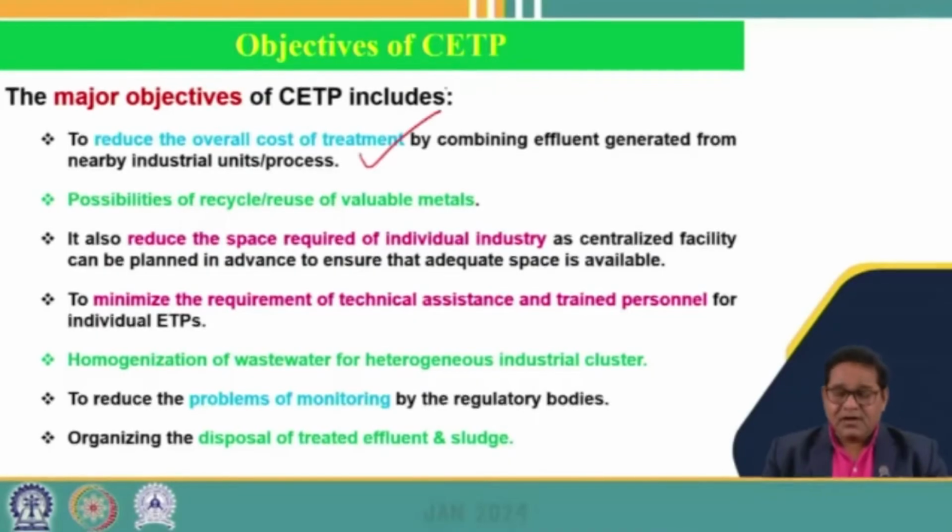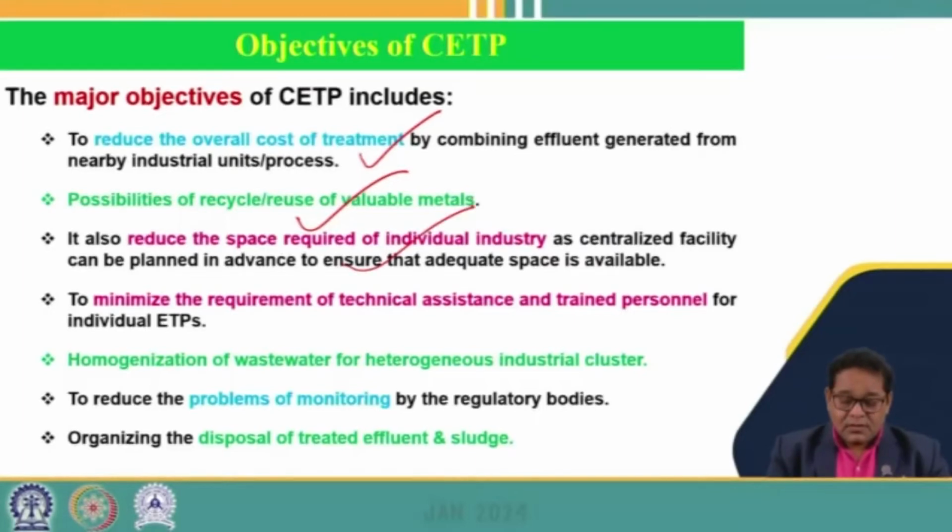So as we discussed, one objective is to reduce the overall cost of treatment for the combined effluent generated from nearby industrial complexes or unit operations or processes. It also has the possibility of recovery and recycling of important ingredients or precious metals present in the wastewater. So we have the option for recovery and recycling of the valuable metals present in the wastewater, which is not normally exercised because of the overall economy in a small-scale industrial setup.